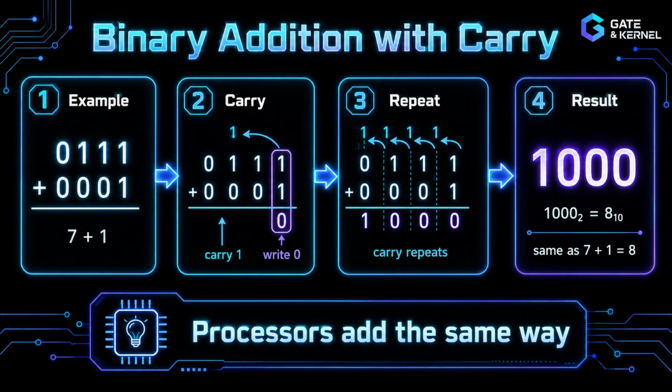Chapter 18. Binary addition with carry. Now consider binary 0111 plus 0001. That is 7 plus 1. Starting from the right, 1 plus 1 gives 0 with a carry of 1. The carry continues through the next positions. The final result is 1000, which is decimal 8. This carrying process is important because processor arithmetic circuits use the same basic principle.